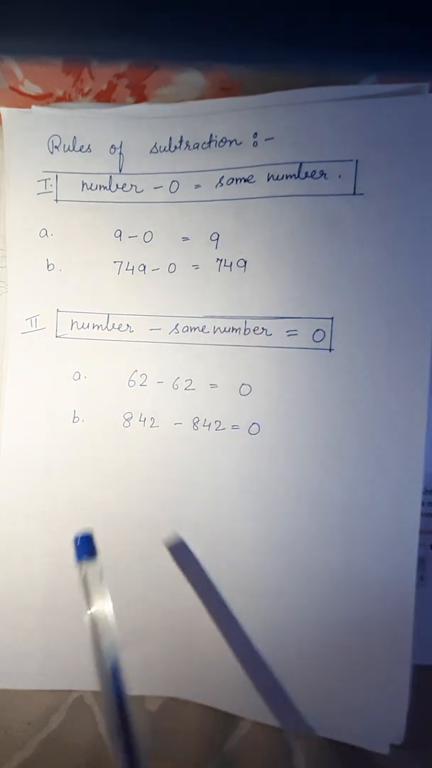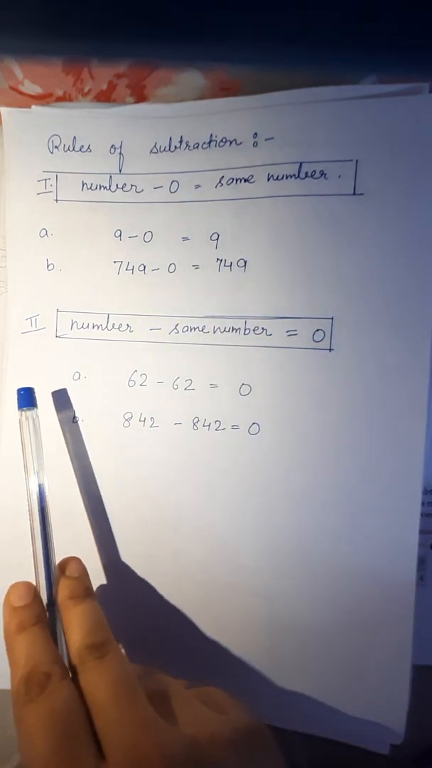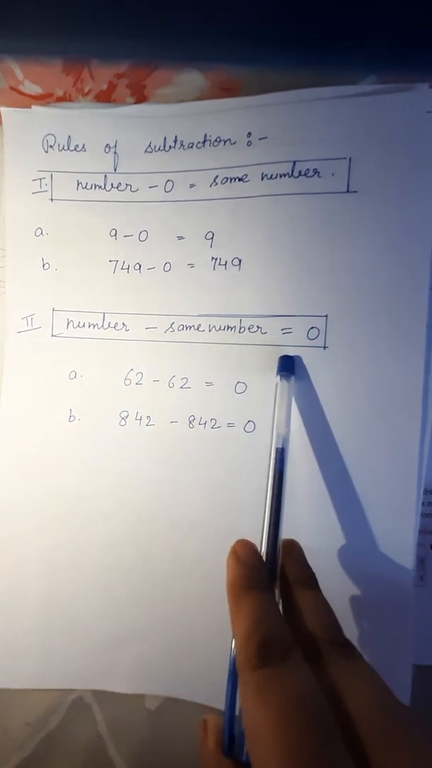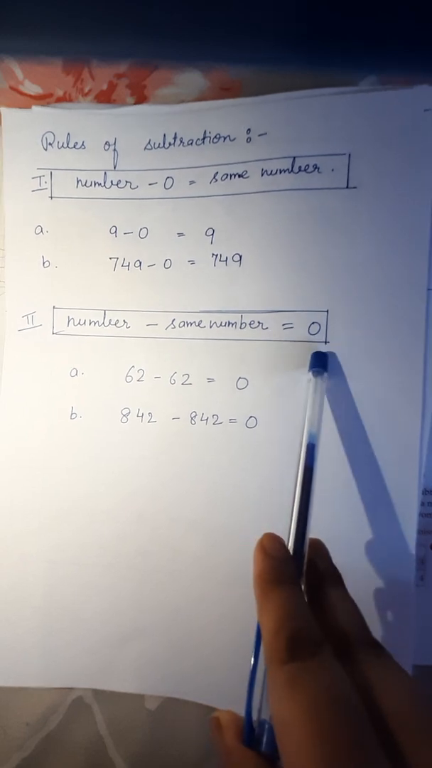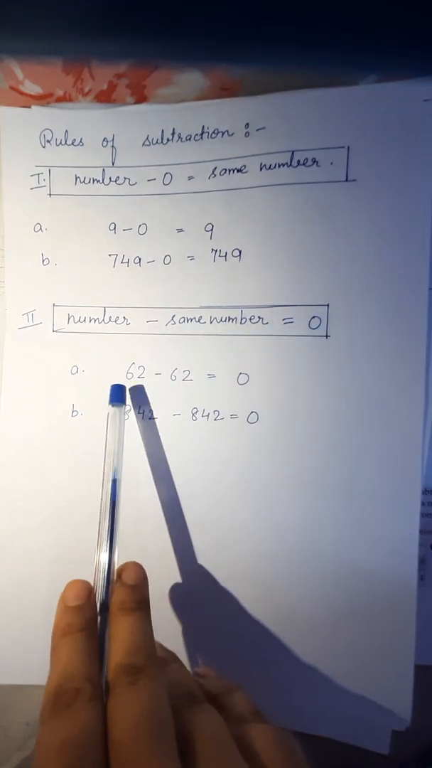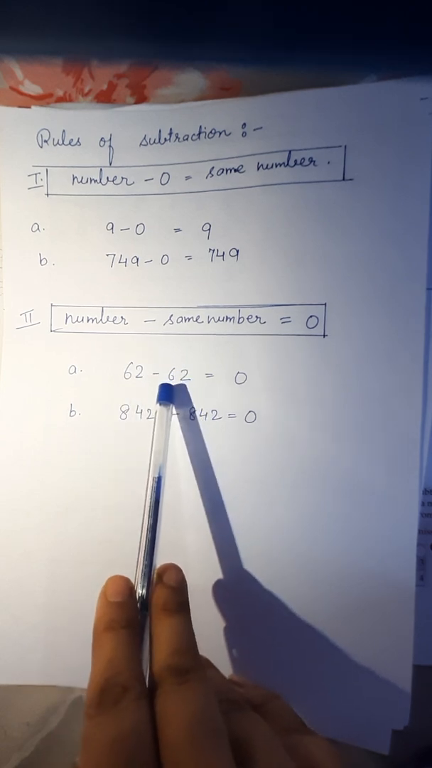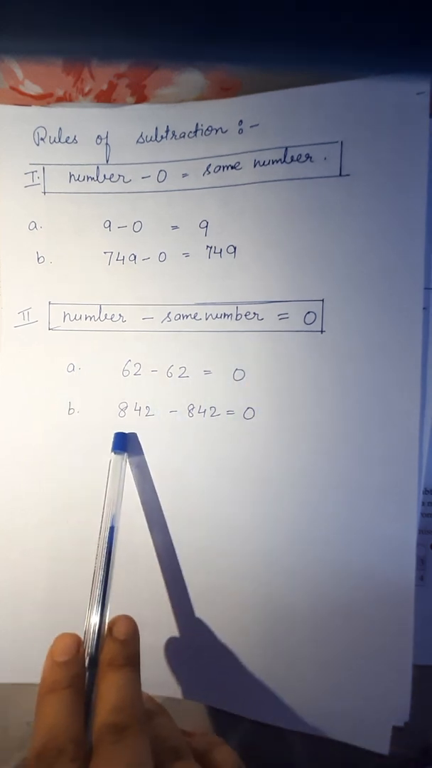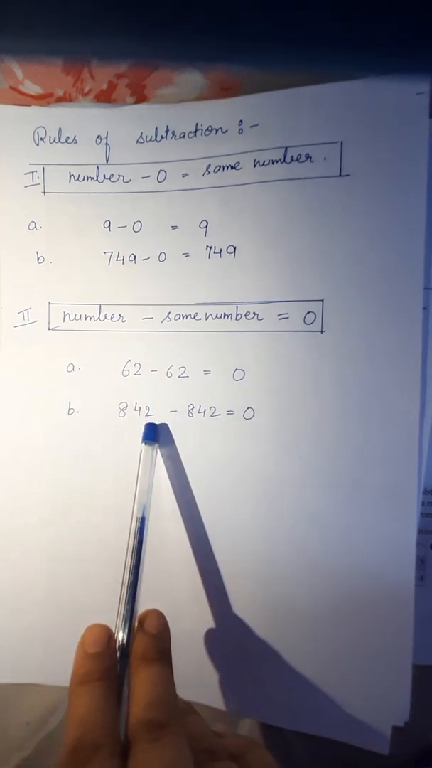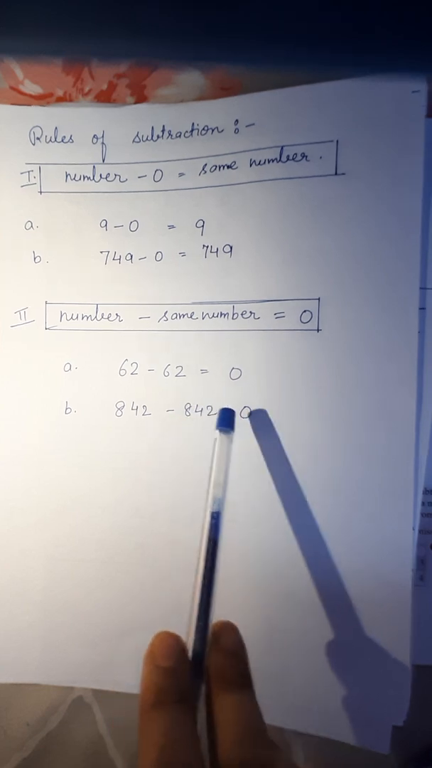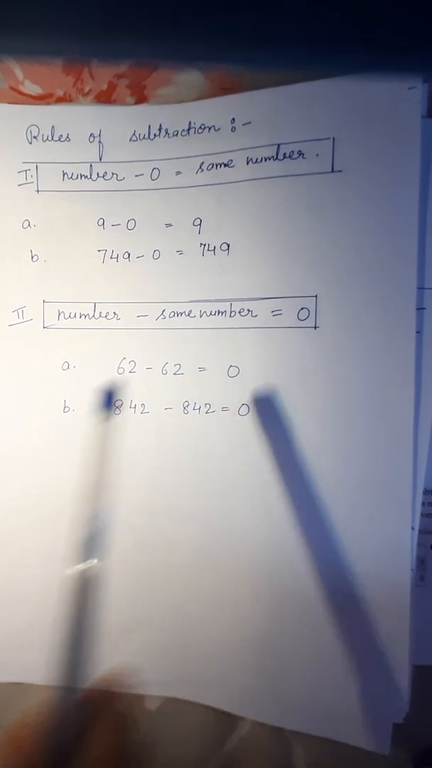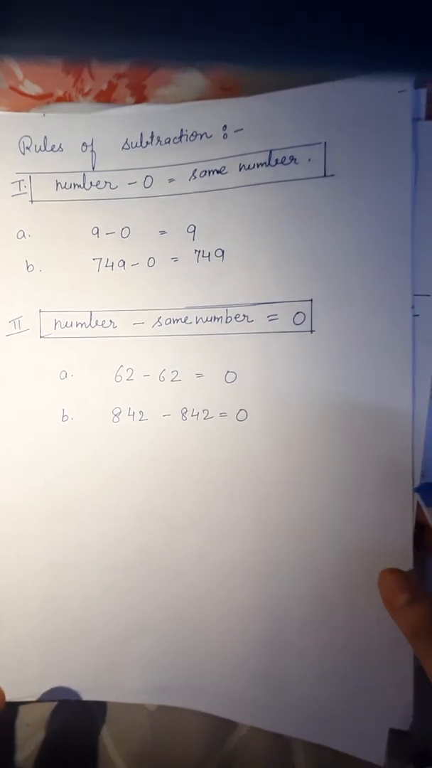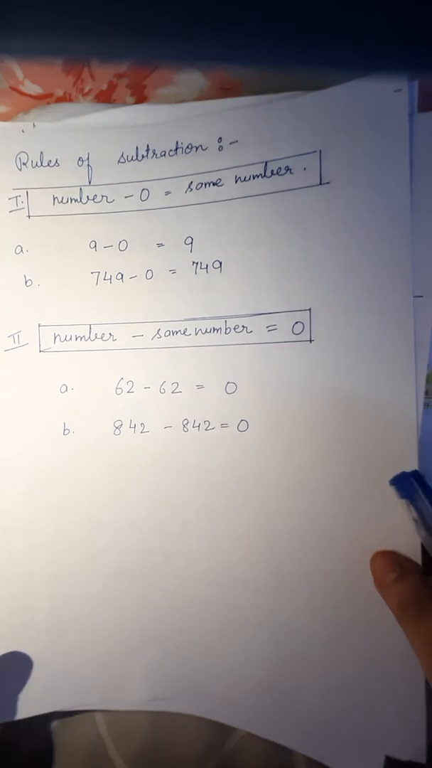Similarly, when 0 is subtracted from 749, we get the same number, that is 749. The second rule is that when we subtract the same numbers, the difference will come to 0. Like 62, when subtracted with 62, you will get 0. Similarly, when 842 is subtracted with 842, it will give you 0. Okay, so these are the two basic rules of subtraction. So now let us start our exercise.